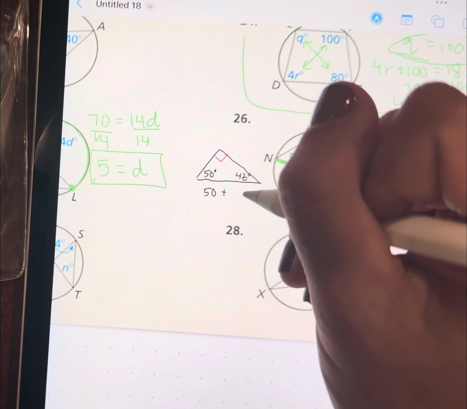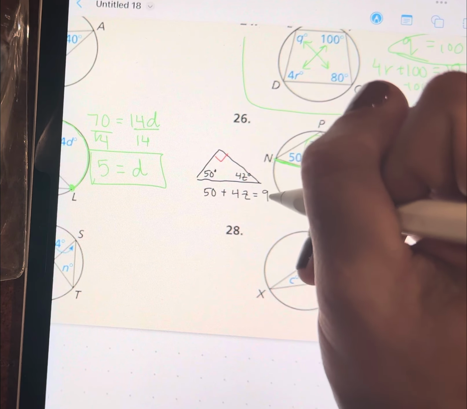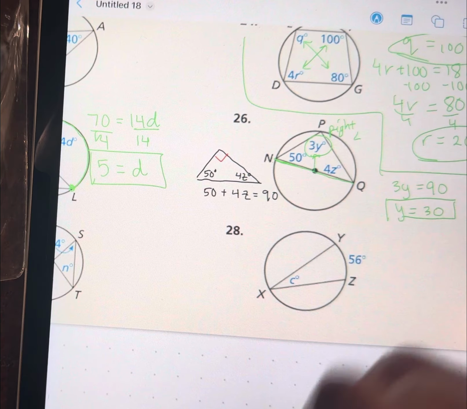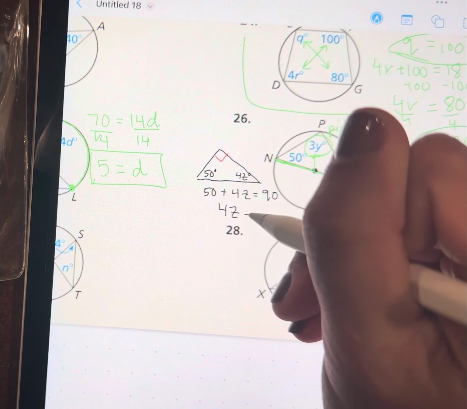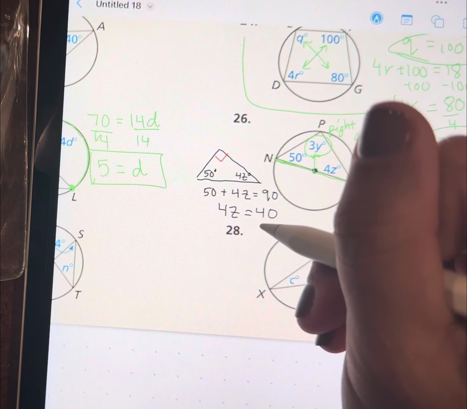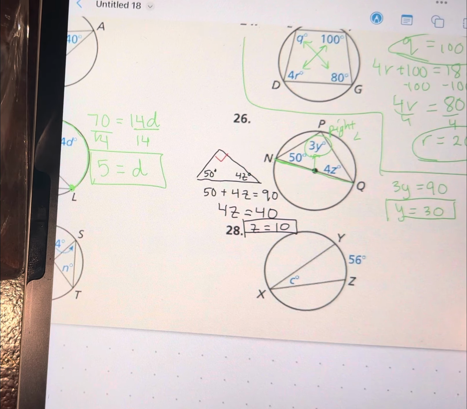You guys knew this last chapter. So 50 plus 4z equals 90. It's the most efficient way to do this. Subtract the 50 from both sides. 4z equals 40. Z equals 10. Okay.